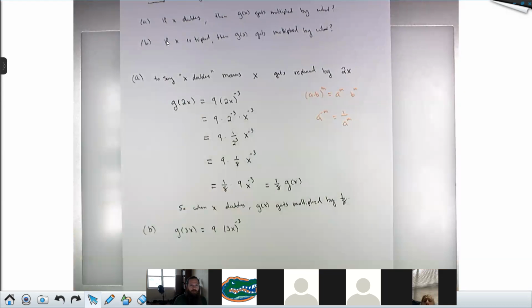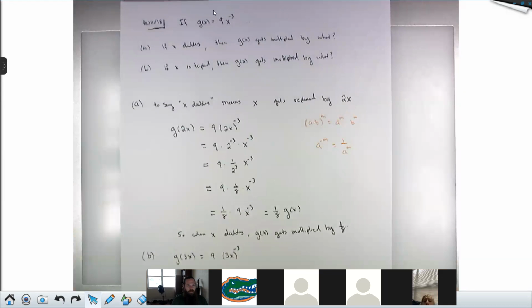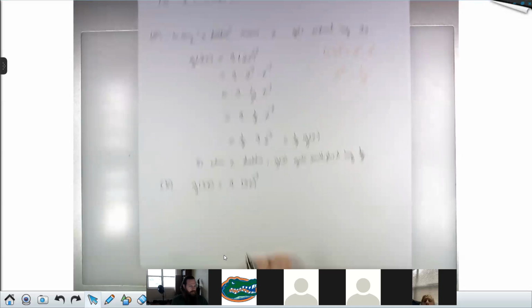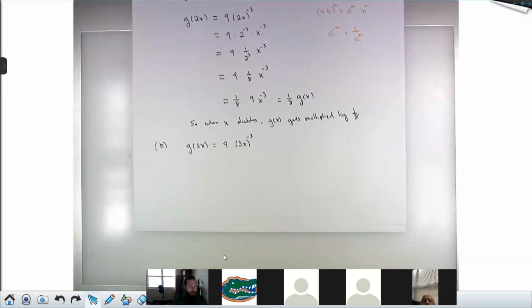Is everybody comfy with this? What I'm doing is in here, where there's an x, I'm replacing, and we always do this in parentheses. I think that's maybe one of the most important things. Anytime you're working in function notation, anytime you're going to replace the variable in your function by something else, you need to do so in parentheses. We're going to replace x here by 3x, which means this piece becomes 9 times 3x to the negative 3. Alrighty. What now?